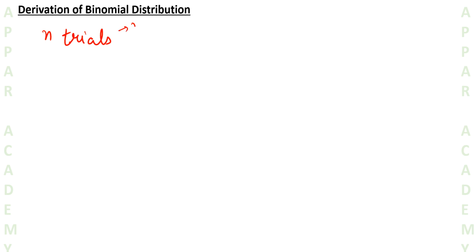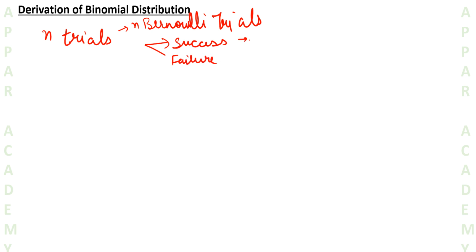n trials, or simply n Bernoulli trials. So it satisfies all the conditions that we've already discussed previously. Now, consider an experiment that is repeated n number of times, and there are only two possible outcomes on each trial, called a success or a failure. Let's represent success by S.